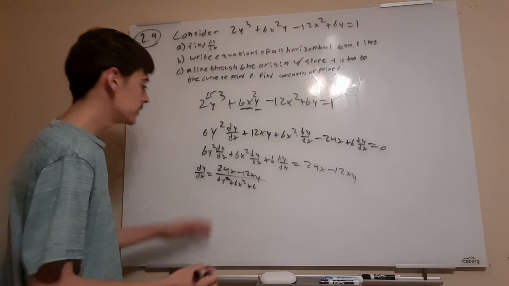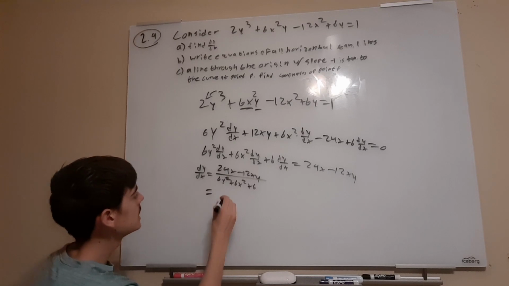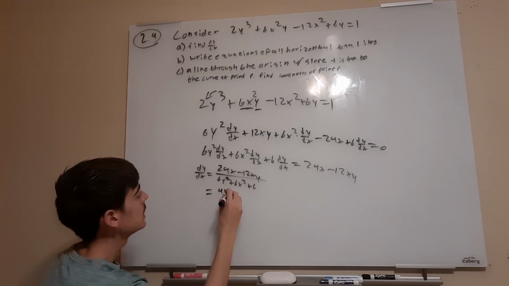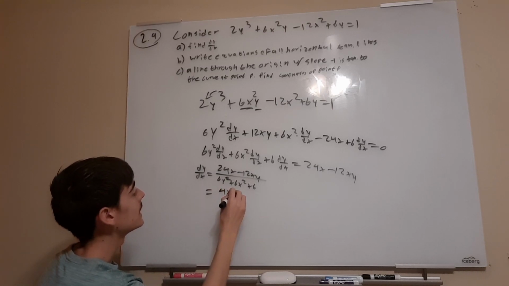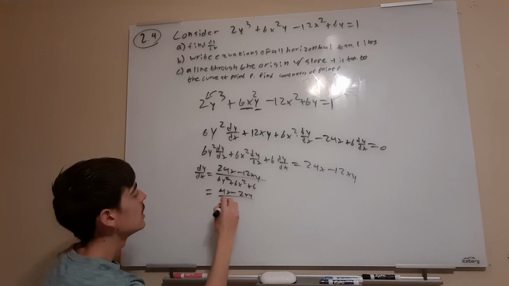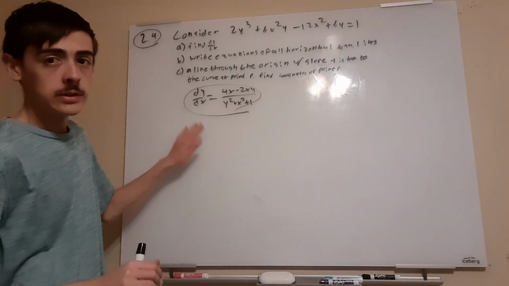And then if we wanted to, notice all of these terms are divisible by 6. So we could say dy dx is equal to 4x minus 3xy. Wait, no, my bad. That's not dividing by 6. It will still be 4x minus 2xy over y squared plus x squared plus 1. And that is our dy dx. Okay, so that's part A done.